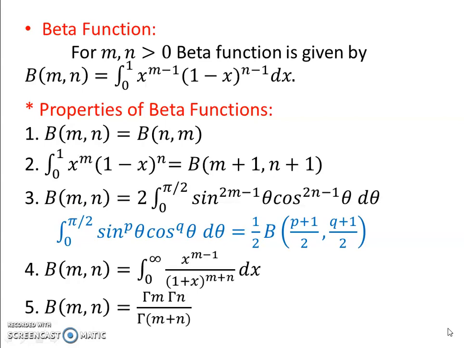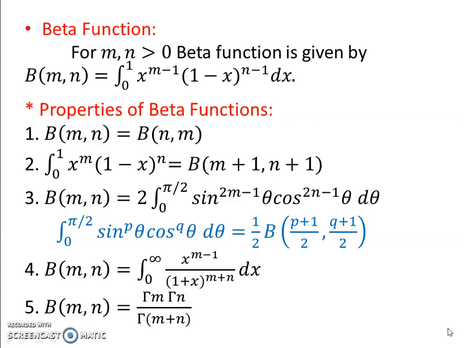And the last, fifth property, is the relation between beta and gamma functions: beta of m, n equals gamma m gamma n divided by gamma of m plus n. So if we want to find beta of 4 comma 5, by this property beta of 4, 5 equals gamma 4 into gamma 5 upon gamma 9, and gamma 4 is 3 factorial, gamma 5 is 4 factorial, divided by gamma 9 which is 8 factorial. So the answer of beta of 4, 5 is 3 factorial into 4 factorial divided by 8 factorial.